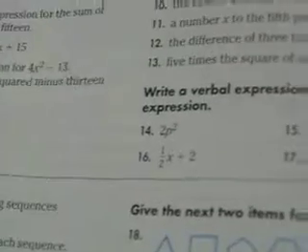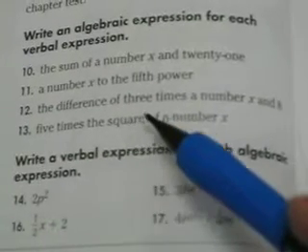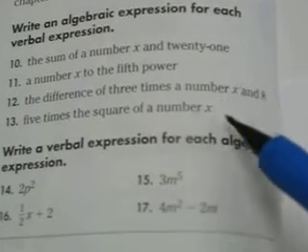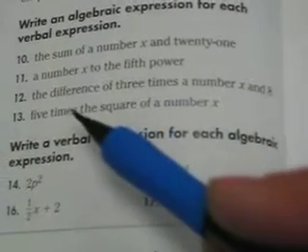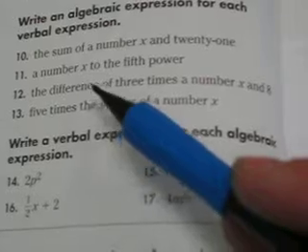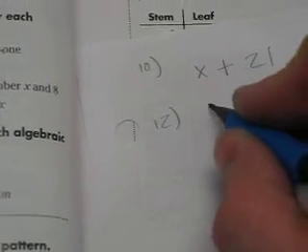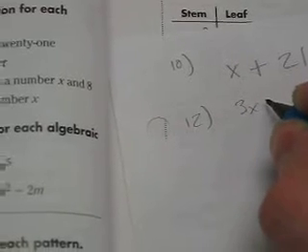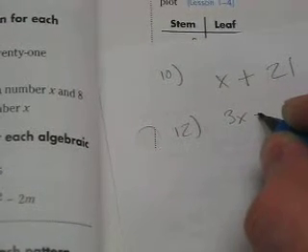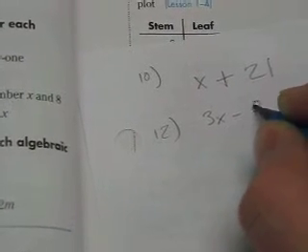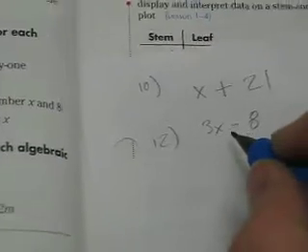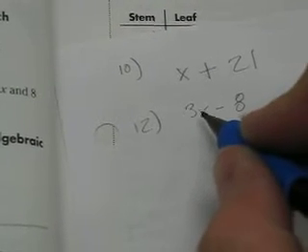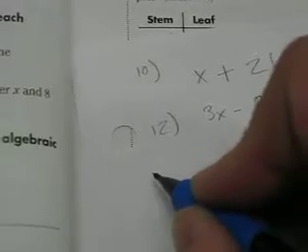Number 12. For number 12, it says the difference of 3 times a number x and 8. Difference means to subtract. 3 times a number is going to be 3x. Difference of means that we're going to subtract, and we are subtracting 8 from it. So 3x minus 8. This would be the difference of 3 times a number and 8.